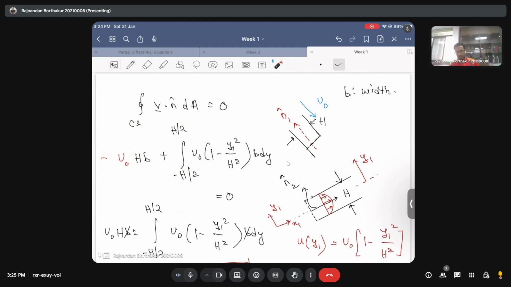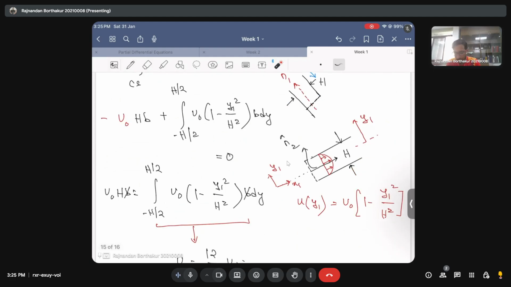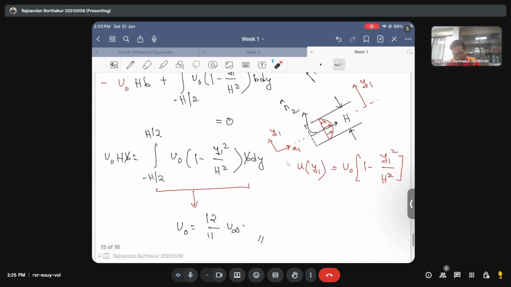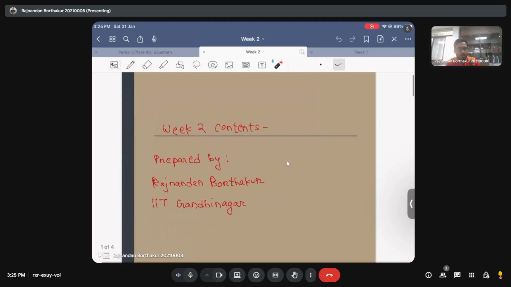But in this case, we have a velocity profile which is varying along this space. So instead of just writing u naught hb, you actually need to integrate it along the direction in which you see a change in the variation in the velocity profile. These kinds of variations and integrations we will encounter frequently, and I hope you are getting this concept through this problem. Okay, with this, let's get started with the contents of week 2.